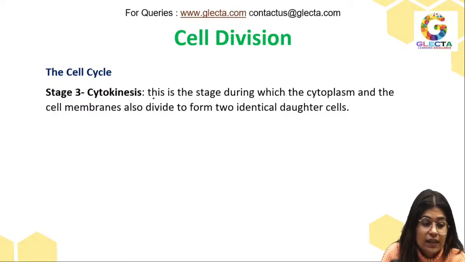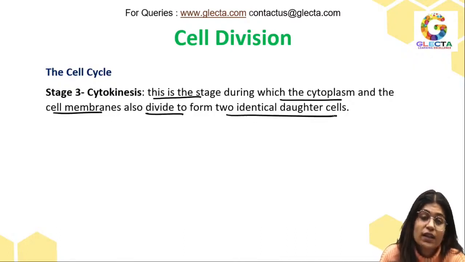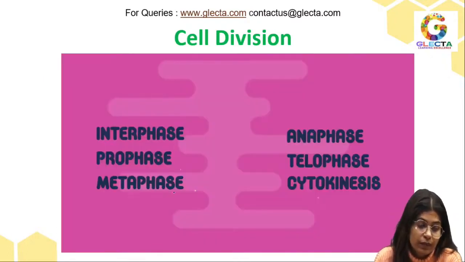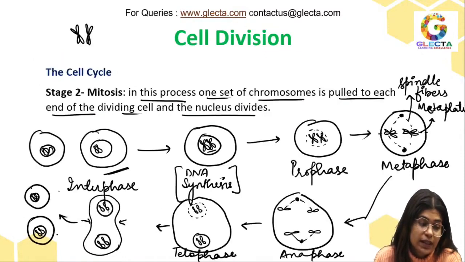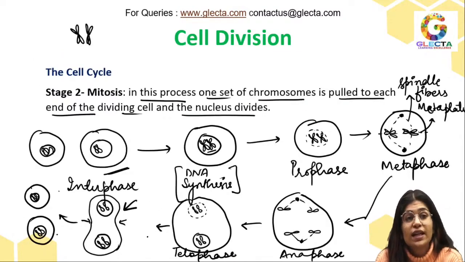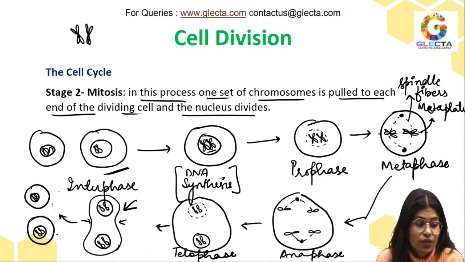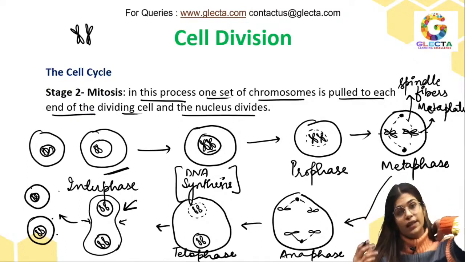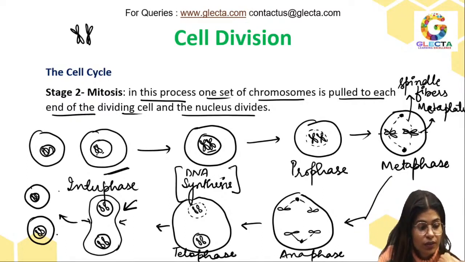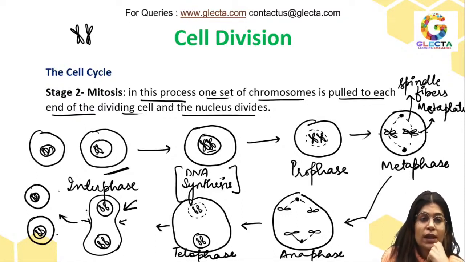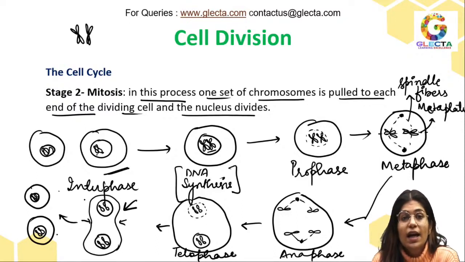cytokinesis. In this stage, the cytoplasm and the cell membrane divide to form 2 identical daughter cells. Okay, this particular stage is known as cytokinesis. It's going to divide the cell into 2 halves. So if you look at the DNA, 2 chromosomes, 2 chromosomes, 2 chromosomes, even this one has 2 chromosomes. So like that, I divided my cells, and I have the exact same amount of DNA as well.